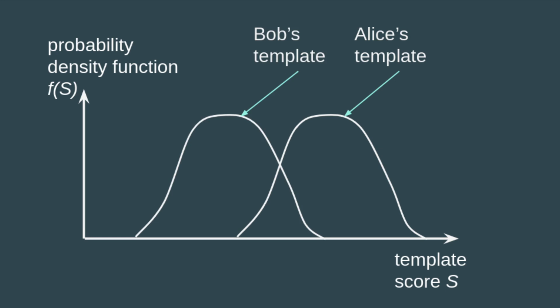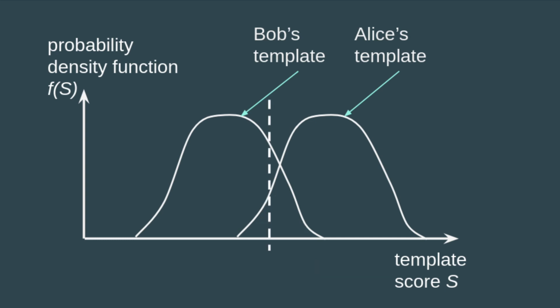Okay, so we know we're using probability density functions, but now we can see that Alice's range and Bob's range overlap. And if we accept any value that falls within Alice's range, there's a chance it will also fall within Bob's range as well. That means that Bob could present himself as Alice and potentially be authenticated. So here you can see this is where false positives are possible.